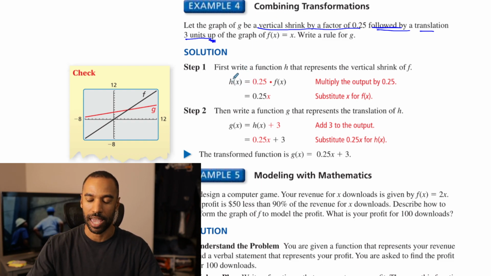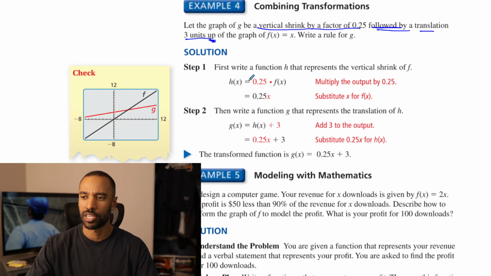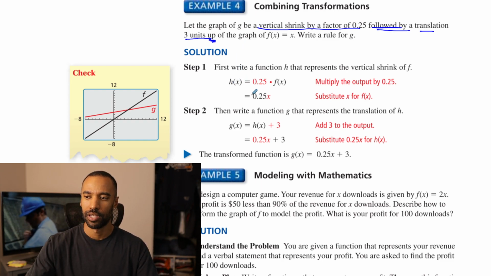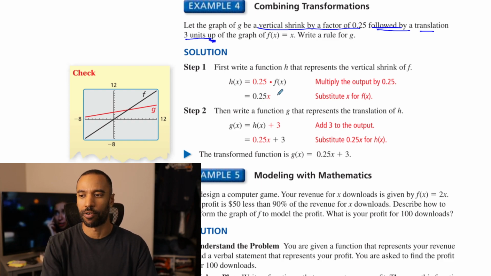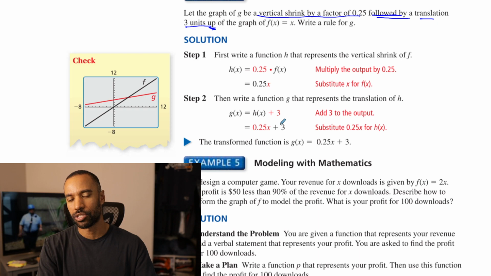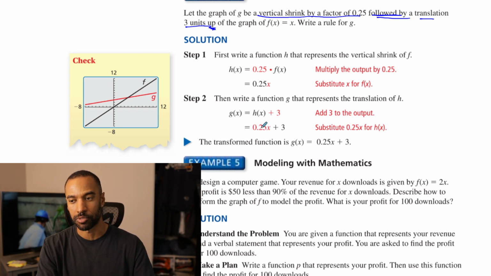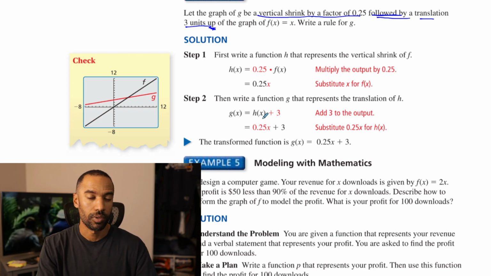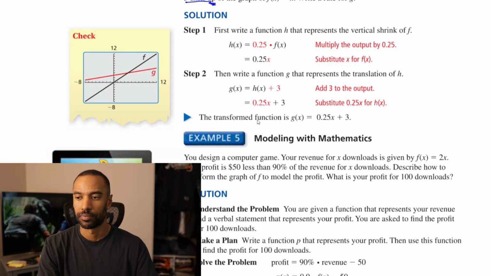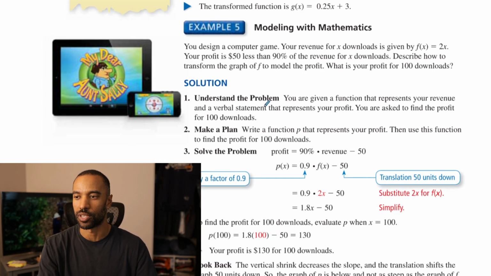They go from f of x. h of x is kind of an intermediary step. They go from f of x to h of x for the vertical compression, then from h of x to g of x for the vertical translation. The plus 3 happens after the 0.25 times. Will that always happen? No, it depends on the problem they give you. But that's the only example they give you, so we'll see what else they give us in the actual problem set.